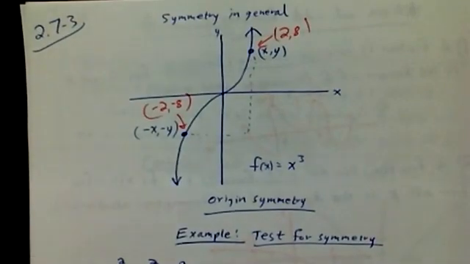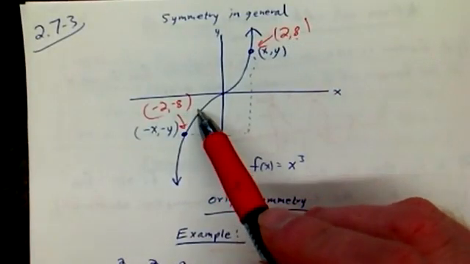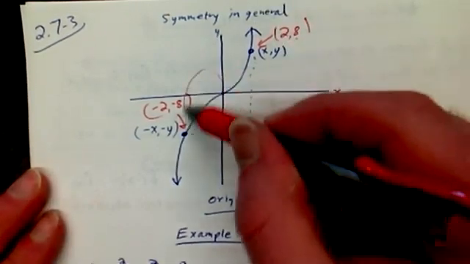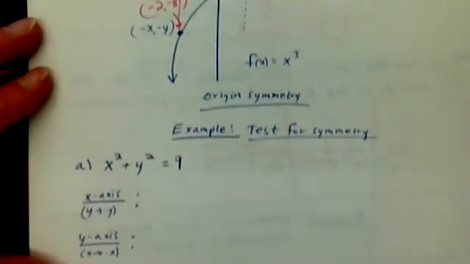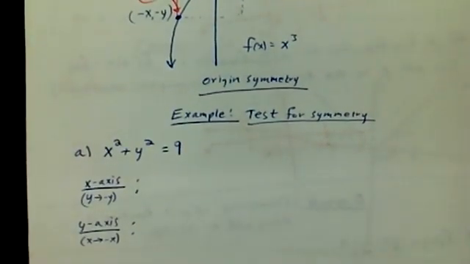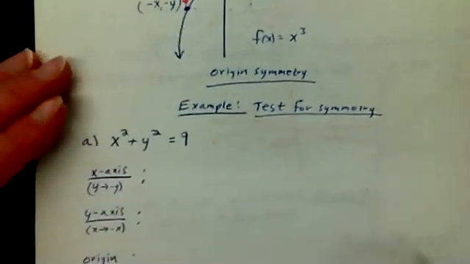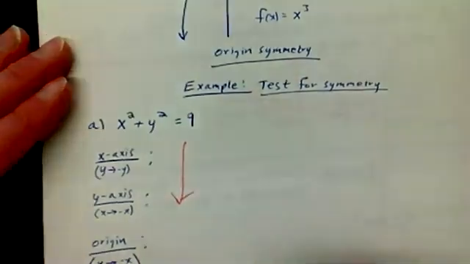And that will be true for any points. Just because these 2 points are on here doesn't mean it's necessarily symmetric about the origin, because it could do something like this and just happen to hit that. So that's why when we check this, we really want to check it algebraically. So I'm going to check this, x squared plus y squared equals 9. You can check for x-axis and y-axis symmetry. I'll let you do that.